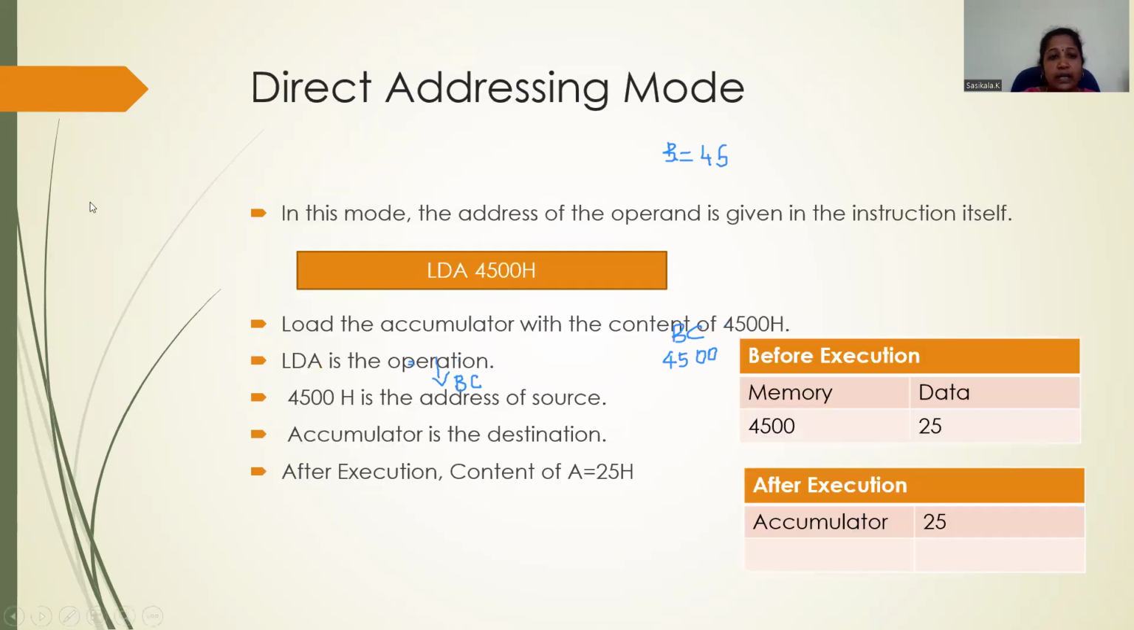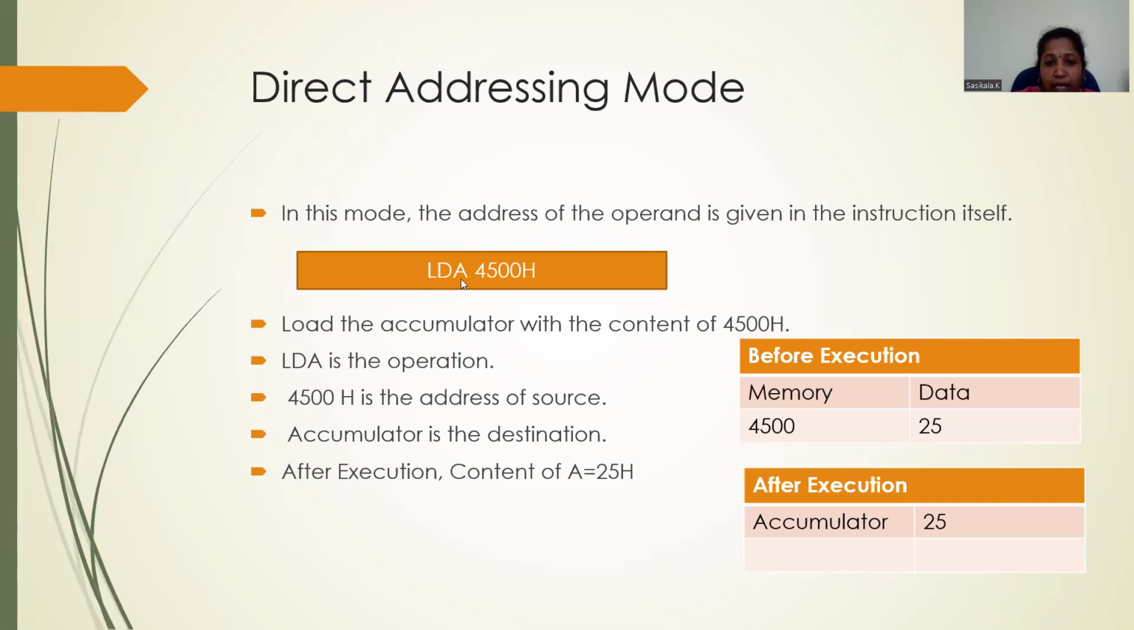Now, the next one is direct addressing mode. What is direct addressing mode? Here, the address of the data is given in the instruction itself. That is called direct, that is, the address is given directly in the instruction. Normally, the data is 8-bit and the address is 16-bit.